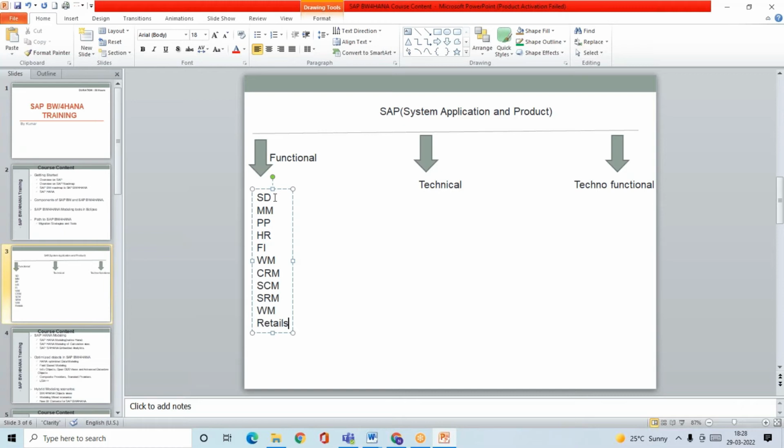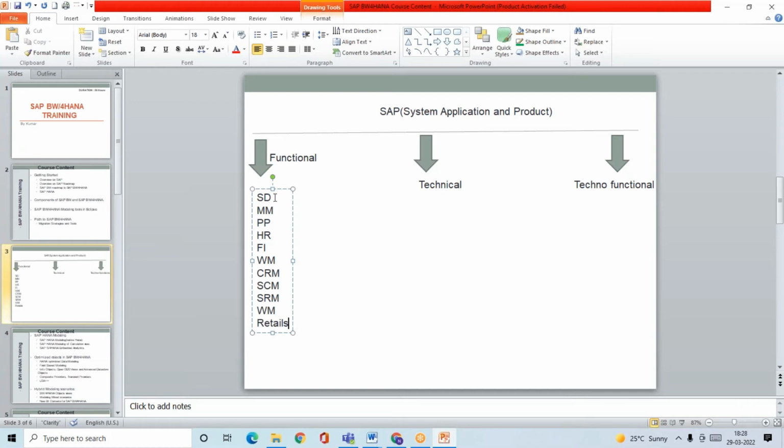Production planning: suppose it is a manufacturing unit, that means you are trying to manufacture your own product, that is production planning. FI: if you want to deal with all your finances and transactions, it will be maintained in FI. Warehouse management again has a tight integration with your inventory.